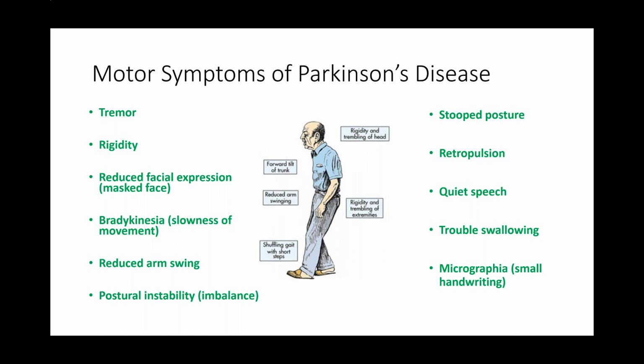Oftentimes arm swing is reduced, and this is often, like other symptoms, asymmetric, where one side seems to be reduced more than the other, and this can end up leading to shoulder discomfort and balance issues. And postural instability, which is the sense of imbalance that people have as Parkinson's progresses typically. A stooped posture.